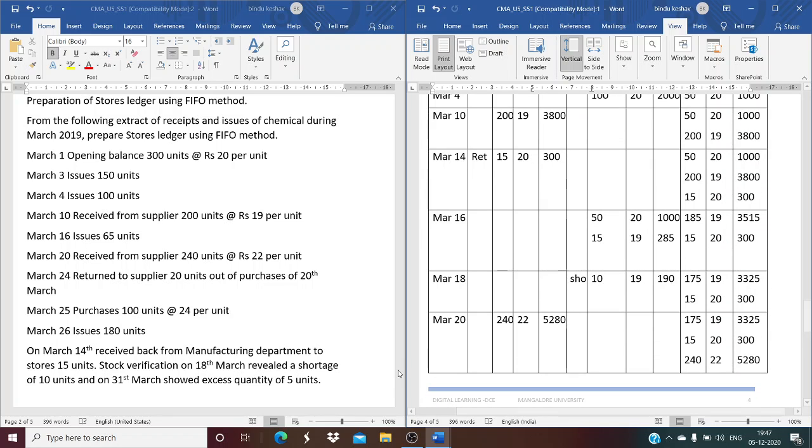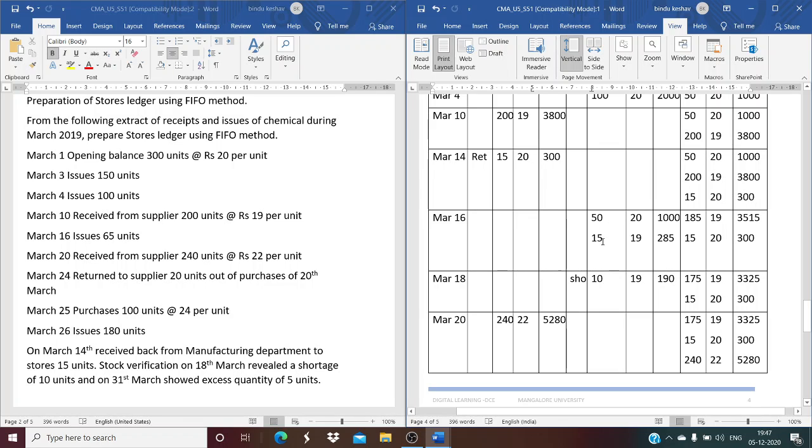Now on March 16th, issue 65 units. 65 units are issued. Now to issue 65 units, we have to take 50 from the first lot and 15 from the second lot. So we have 50 units from the first lot, that is at rupees 20. So it will be priced at 20, 1000.